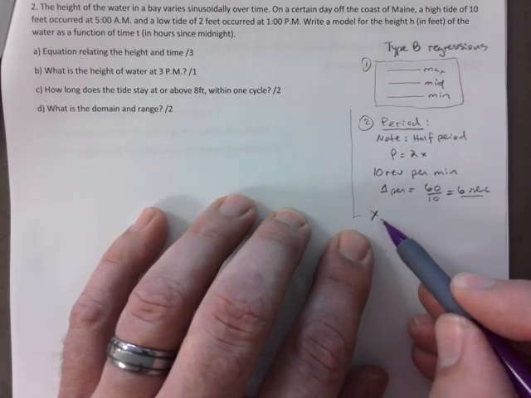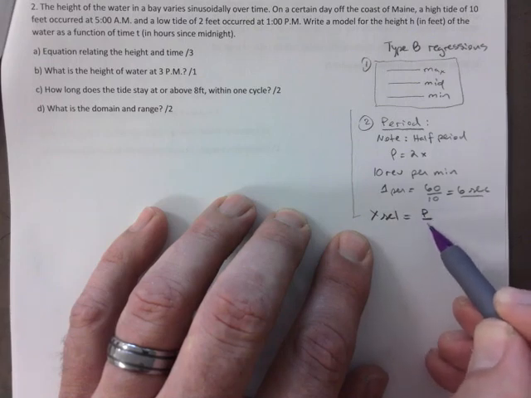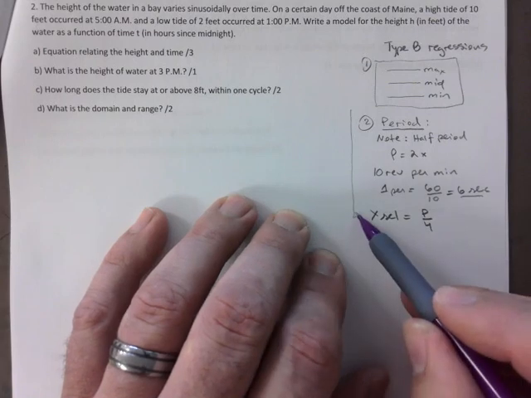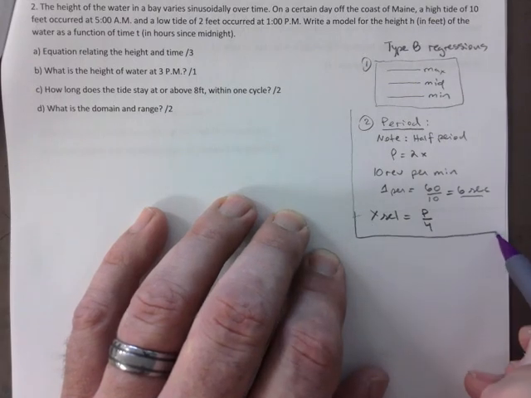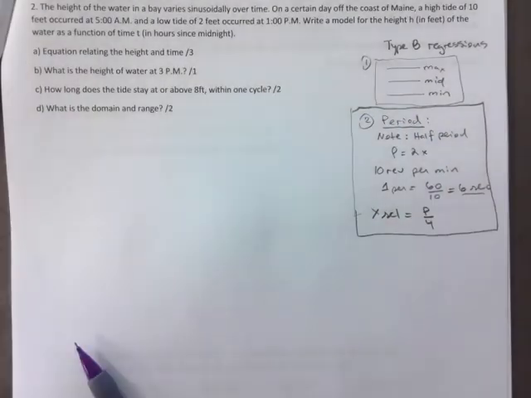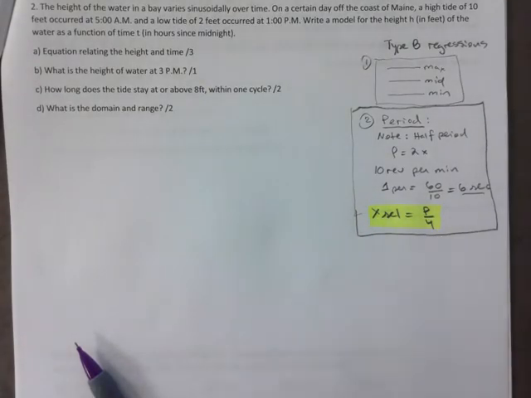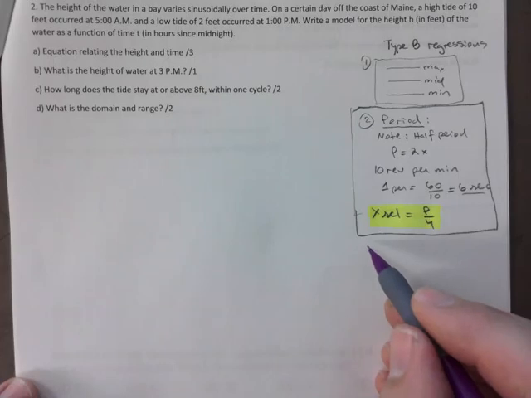And then you need to figure out the X scale. And the X scale is period divided by 4. Very important. I'm going to highlight that X scale. That's basically the main reason that you're finding the period, because you want to split it into quarters to find 5 points.